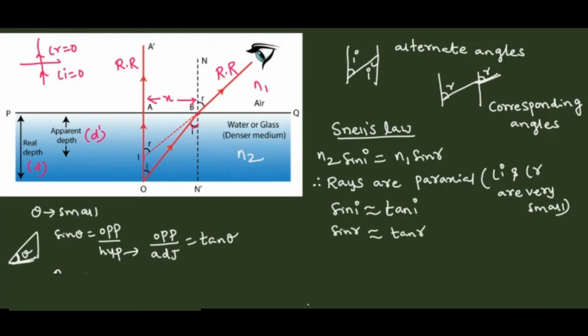Then substitute in the formula. N2 sine I is equal to, we can write tan I, is equal to N1 sine R, equal to tan R. Any doubts? No, sir. Right. Now see here.